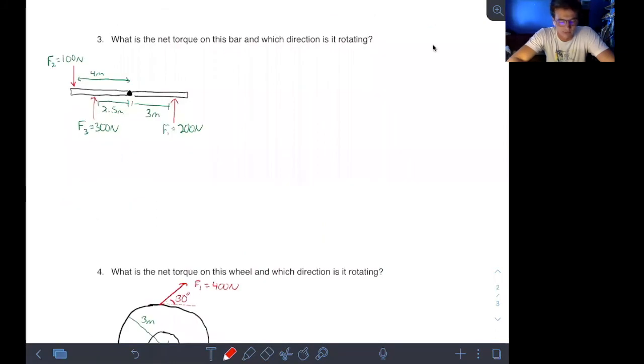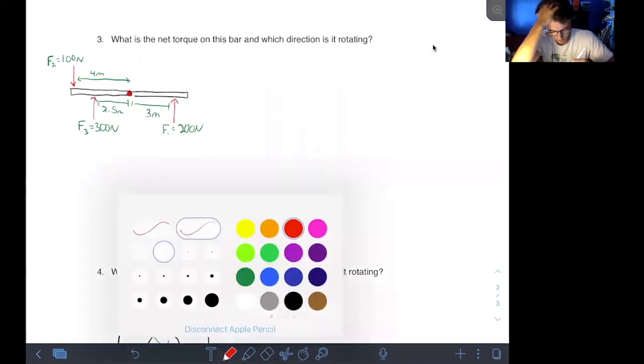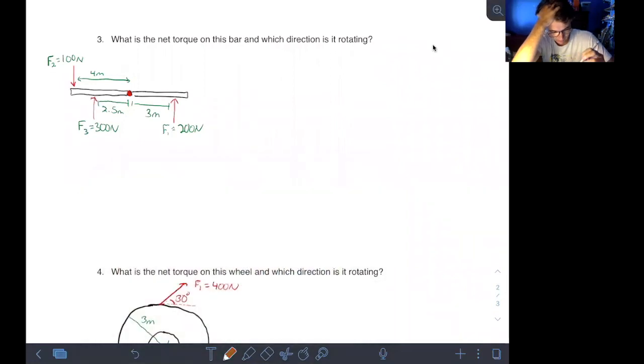Okay, so net torque. What's the net torque on this bar, and which direction is it rotating? Cool, so we have 3 forces on this bar, and this pivot point right here. So we got 3 forces and a pivot point. I'm gonna do it in brown because there's a lot of colors. The first force is going up, the second force is going down on this side, and the third force is going up on that side.